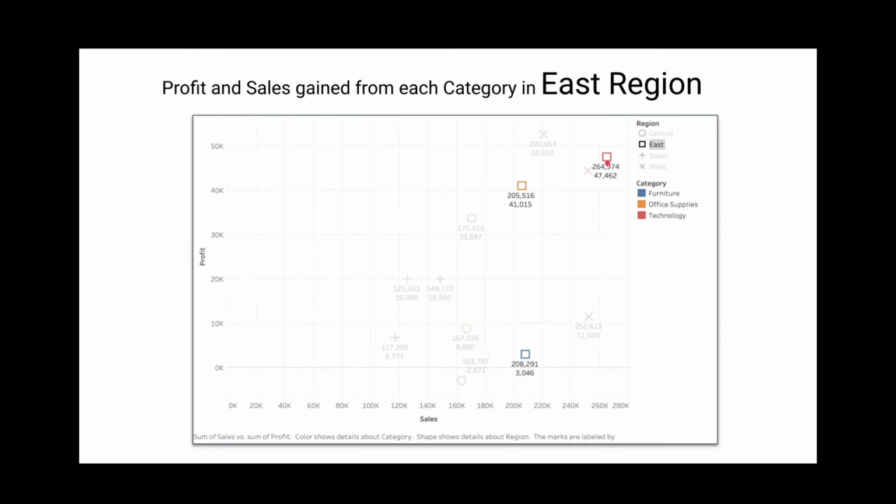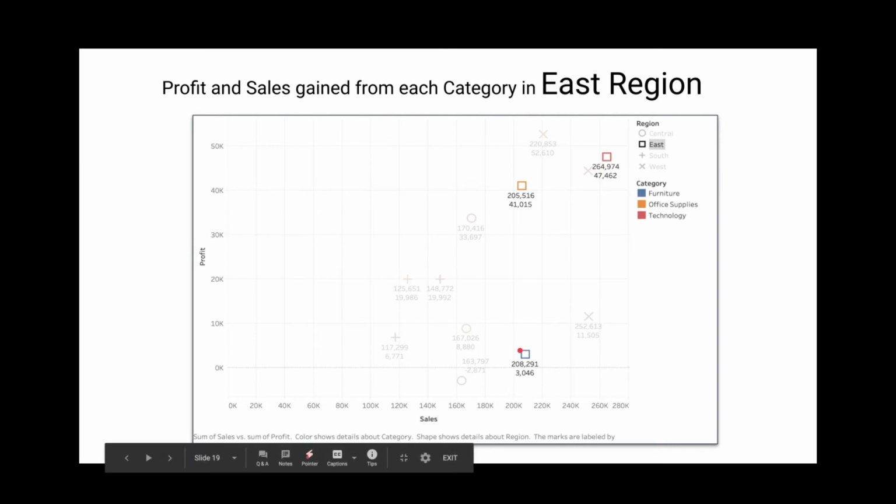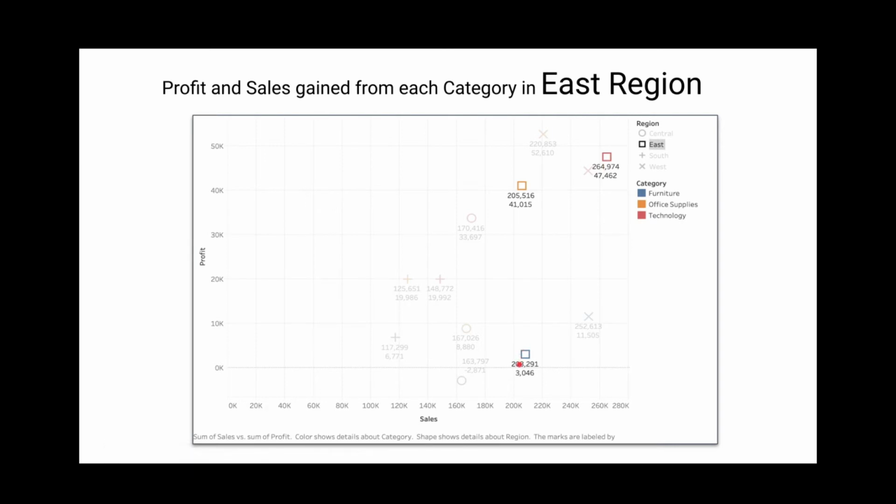So now coming to the next slide, which shows the profit and sales gained from each category in the East region. We can see that technology, again in the East region, did very well in the sales and profit. And the furniture in the East region also, the sales are very good, but in terms of profit, it's only 3,046.